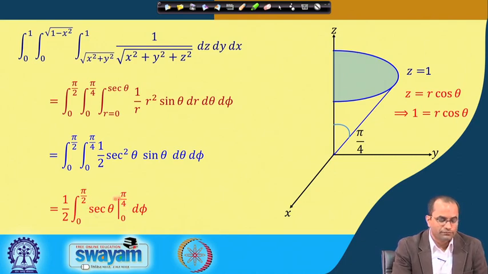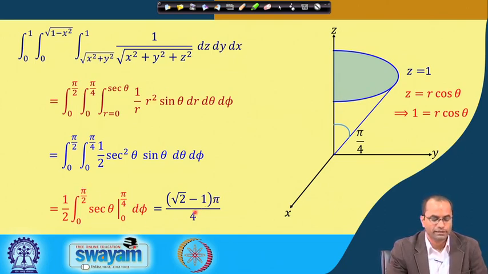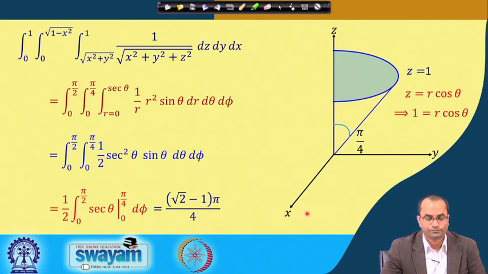So, this sec pi by 4 will be square root 2 and then minus 1 there, and for phi we will get pi by 2. So, this 1 by 2 will make this 4. So, that is the value of the given integral, square root 2 minus 1 pi by 4.